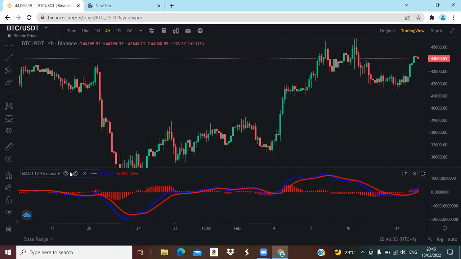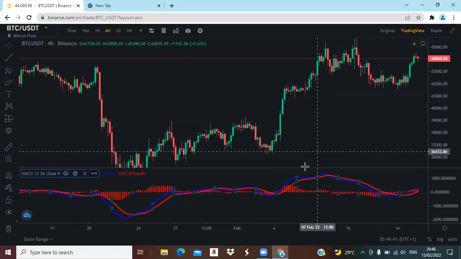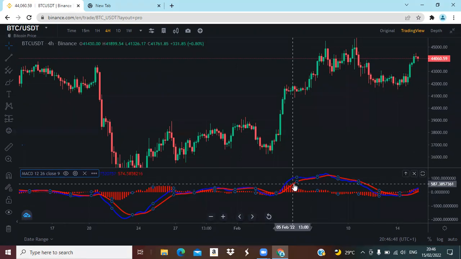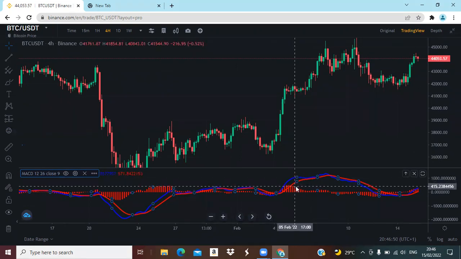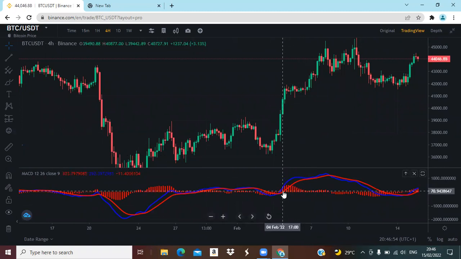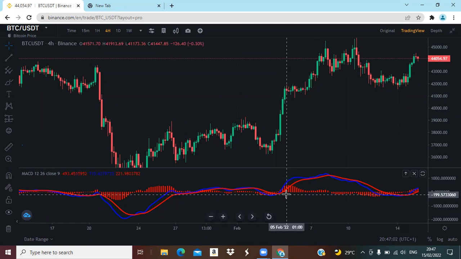The red line is the signal line, while this blue line is the MACD line. Now we have what we call the MACD histogram. So these bars here, this bar formation, is called the MACD histogram.